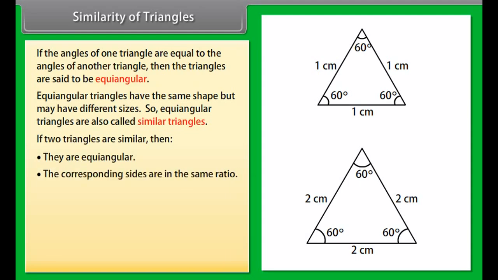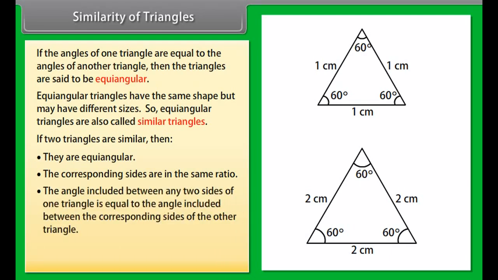The corresponding sides are in the same ratio. The angle included between any two sides of one triangle is equal to the angle included between the corresponding sides of the other triangle. The ratio of any two corresponding sides in two equiangular triangles is always the same.